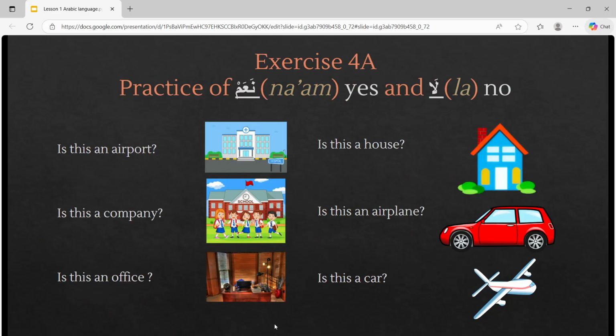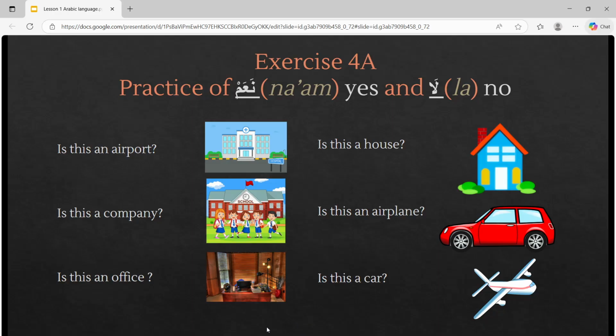All right. For this next exercise here, we're going to be practicing the use of na'am, which means yes, and la, which means no. Is this an airport? La. This is a hospital. Is this a company? La. This is a school. This is a madrasa. Is this an office? Na'am. Yes, na'am.